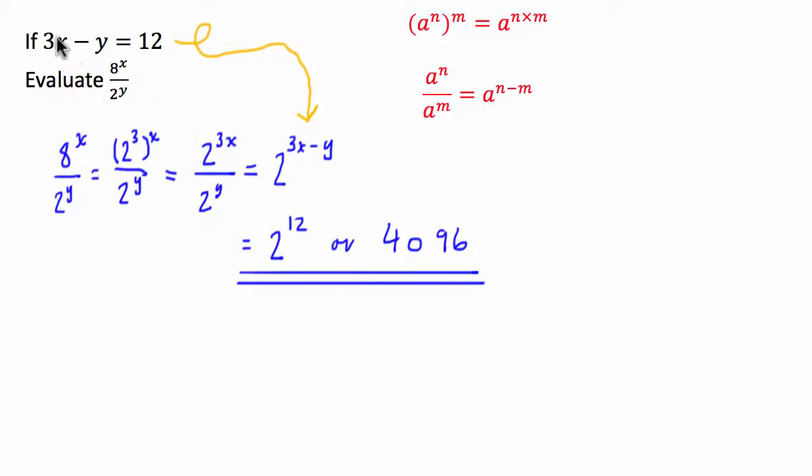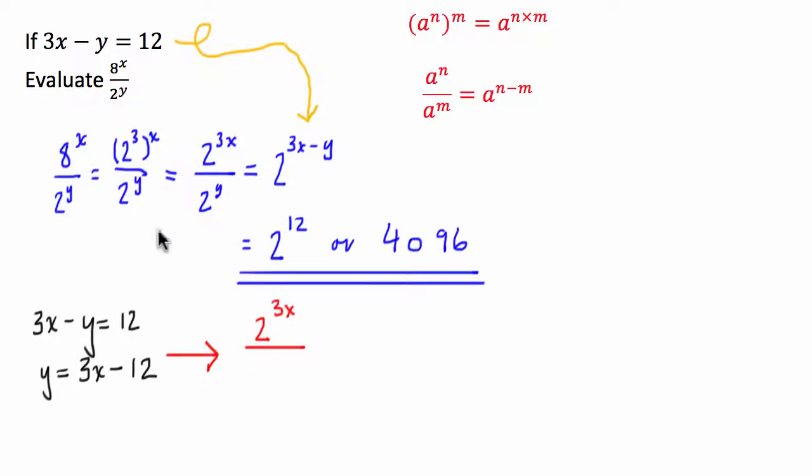So what we've got is this 3x minus y equals 12. So therefore, y is going to have to be equal to 3x subtract 12. Cool. So what I can do with this, guys, is put that into the base. So from there, I can have my 8 to the power of x, or 2 to the power of 3x, divided by, and rather than writing 2 to the power of y, I can write 2 to the power of 3x minus 12.